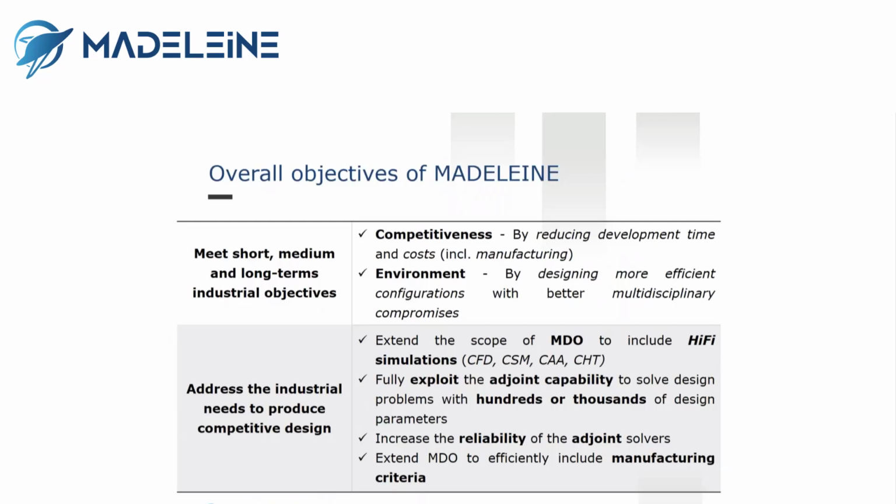In more detail, in practice, the objective was to address the needs of our industrial partners by extending the scope of multidisciplinary optimization by including high-fidelity simulation like CFD, CSM, CAA, or CHT, so for aerodynamics, structure, acoustics, and thermics. The project was mainly focused on the adjoint capability. So the objective was really to fully exploit the adjoint capability to solve a design optimization problem with many design parameters. So we speak here about 100 or even 1,000 design parameters.